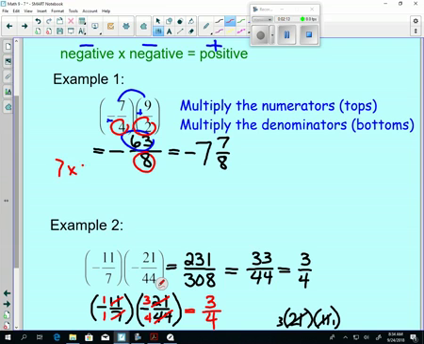7 times 8 is 56. And 63 minus 56 is 7. So our answer will be minus 7 and 7/8.